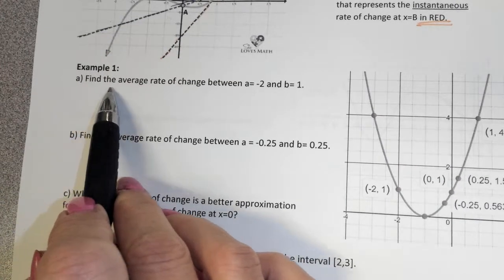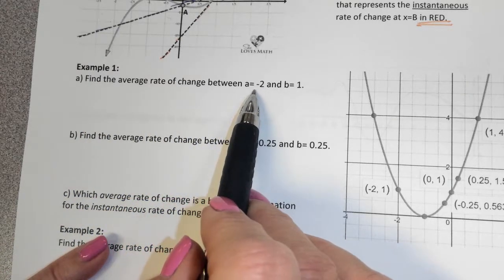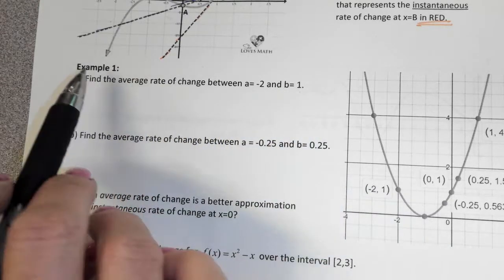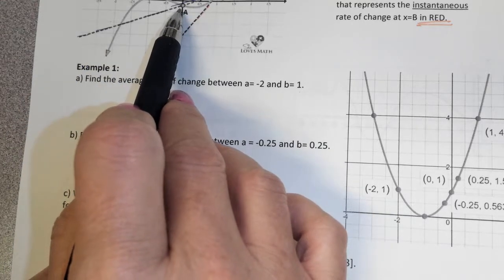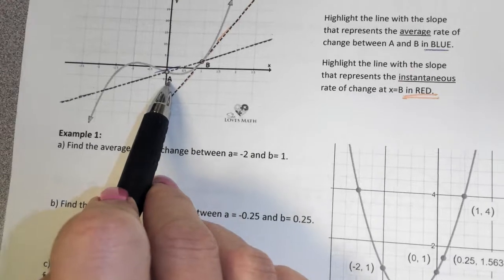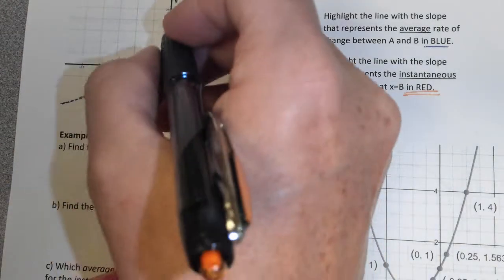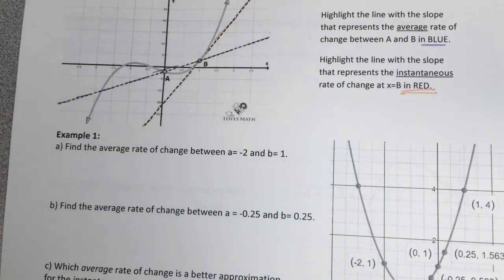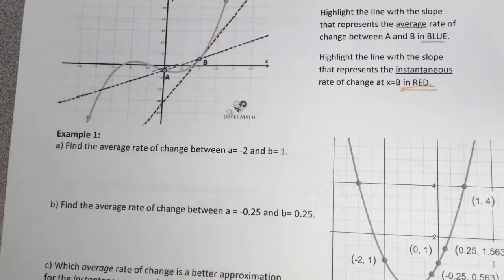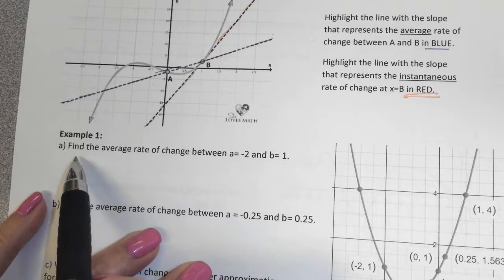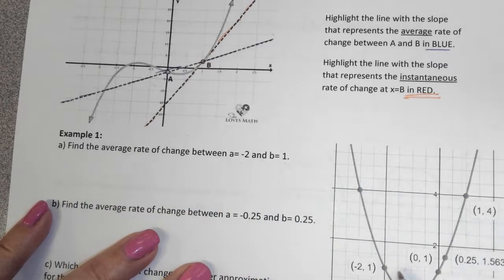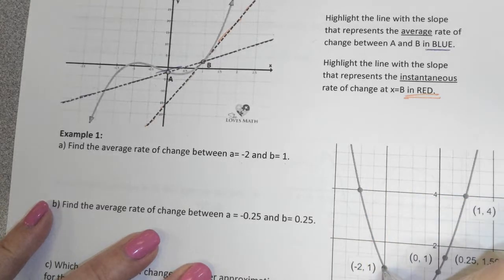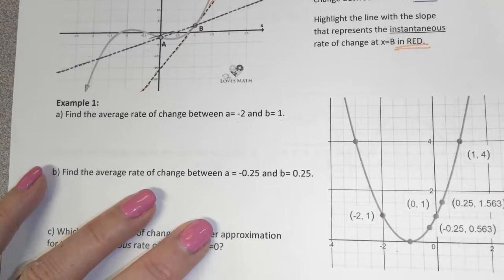Looking down here, find the average rate of change between A equals -2 and B equals 1. So we're looking up here at this example. Right here, this point A is going to be at what's the coordinate for point A? Can you guys tell? Actually, yeah, I guess they are talking. I think they're talking about this picture now. Okay, we're down here now. Find the average rate of change between A equals -2 and B equals 1. Yeah. So they're talking about these 2 points that we're going to find the average rate of change between.